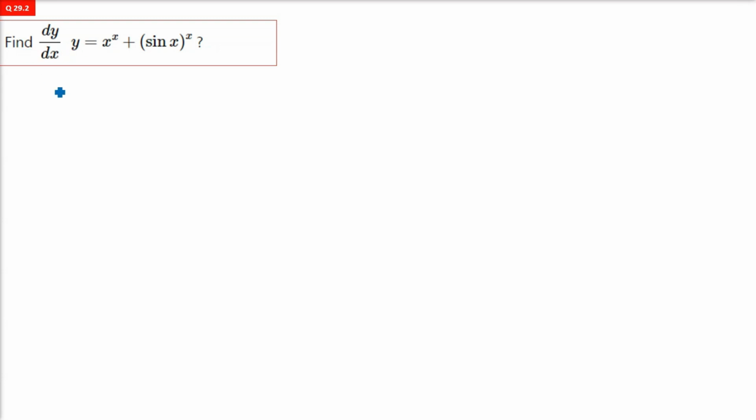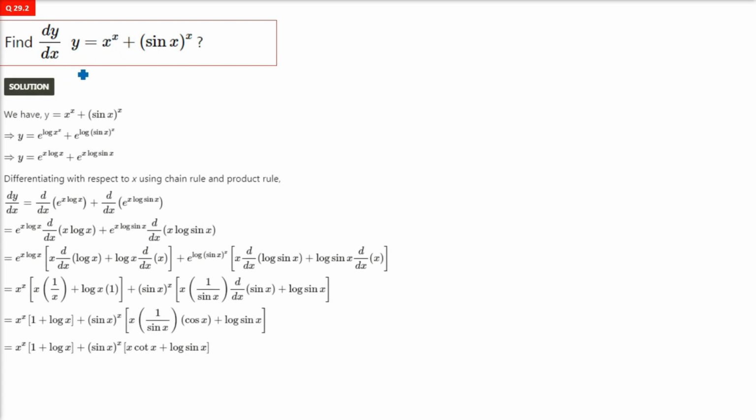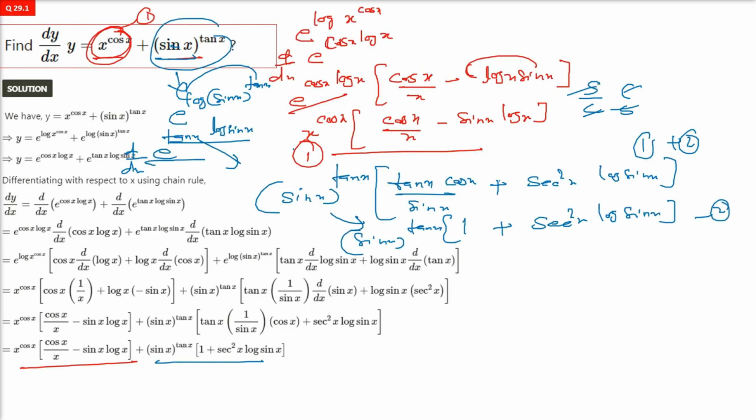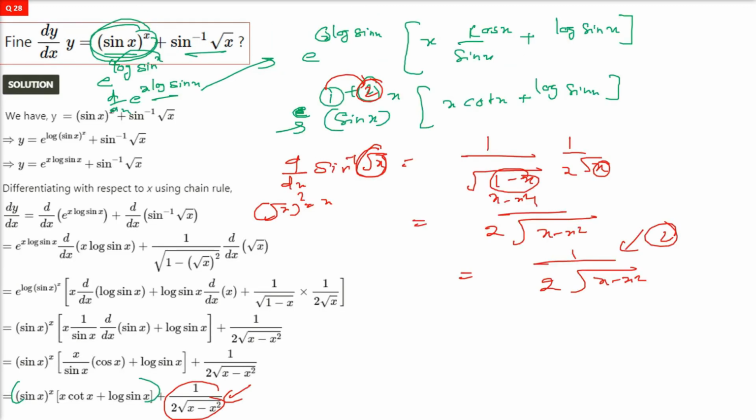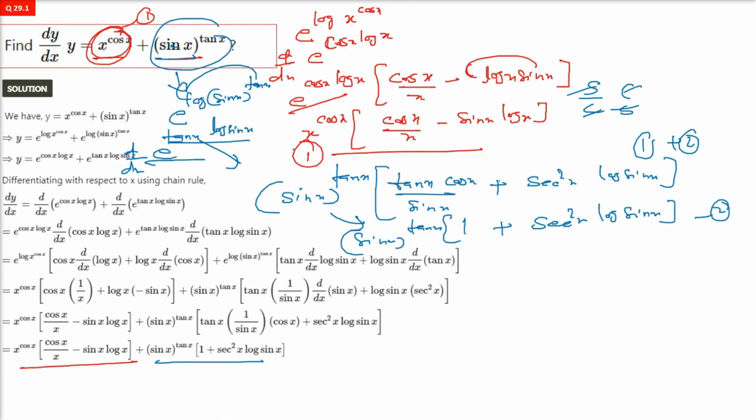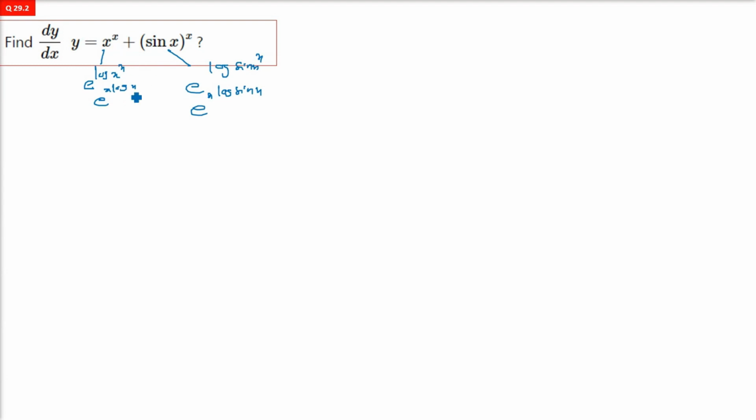Now dy by dx of y is equal to x to the power x plus sin x to the power x. So same thing you have to do. These individual terms you have already done. So e to the power log x to the power x comes in front, e to the power x log x, and then sin x to the power x, e to the power log sin x to the power x. It will be e to the power x log sin x. Okay, let us differentiate them one by one. So this sin x to the power x already done, so I am not doing it again. We have already done in question number 28.